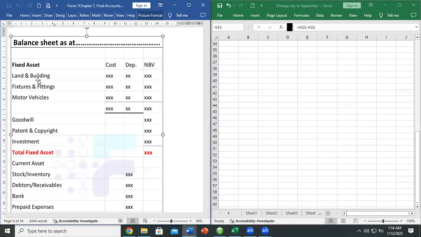Okay. So in this format, I only showed land and building, fixtures and fittings, motor vehicle, but I also have plant and machines or machinery. We have motor van. If you don't see motor vehicle and you see motor van, it's the same. Furniture, office furniture is also a fixed asset, and then premises. Then the intangibles, the ones you cannot see, feel, or touch, include goodwill.